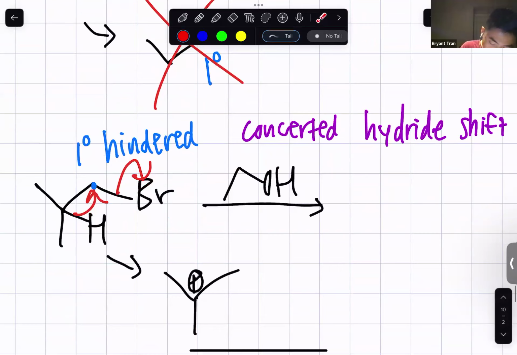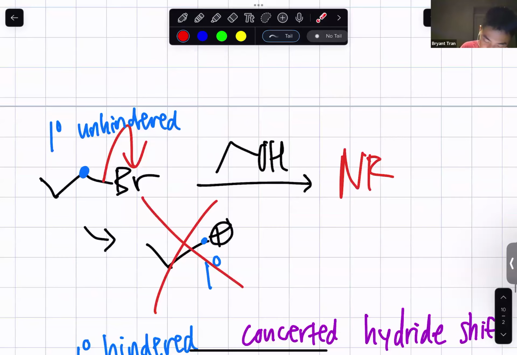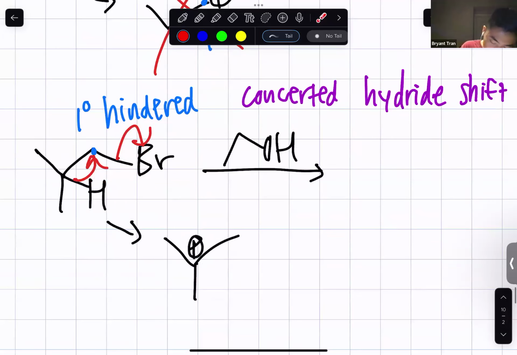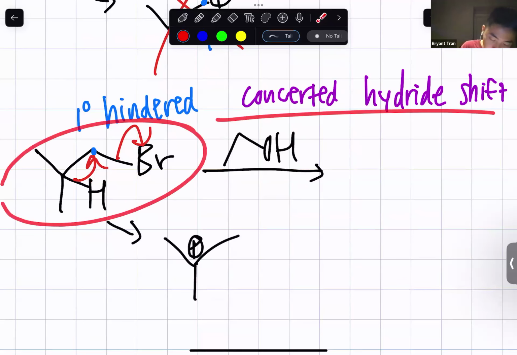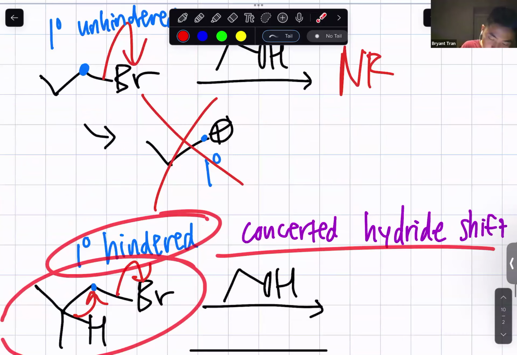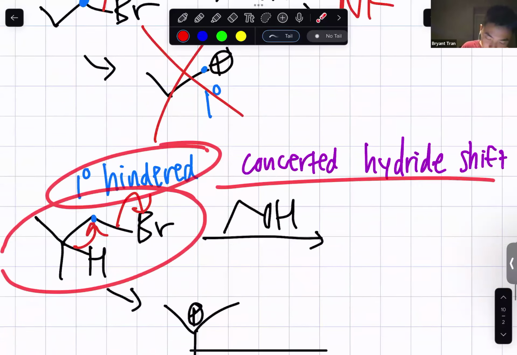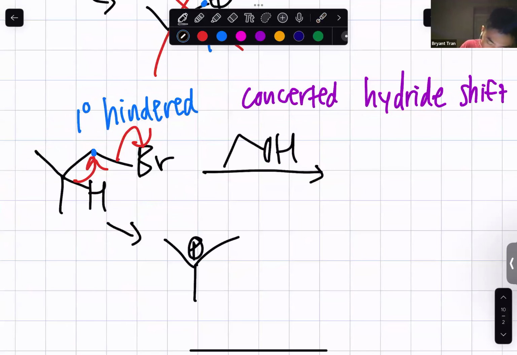But that wasn't observed in experiments, right? In experiments, they see that this concerted hydride shift happens with primary hindered substrate instead of primary unhindered substrates. Okay? And then we just continue on with this normal mechanism.